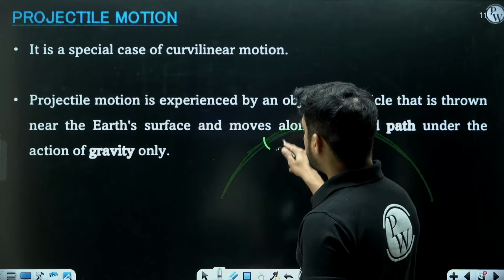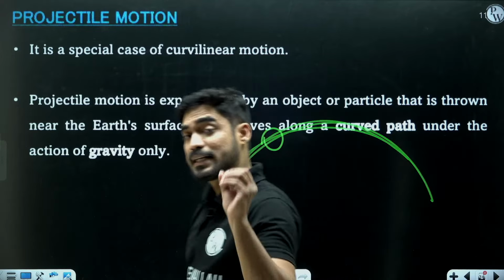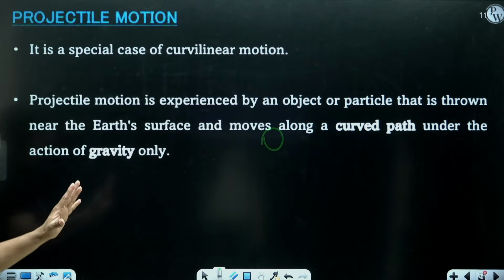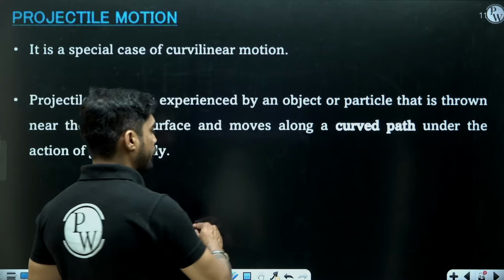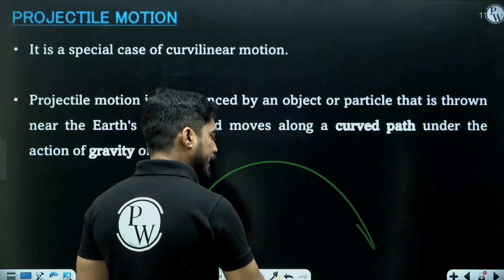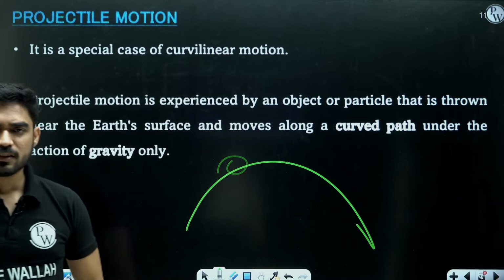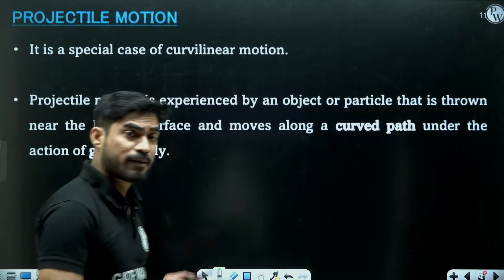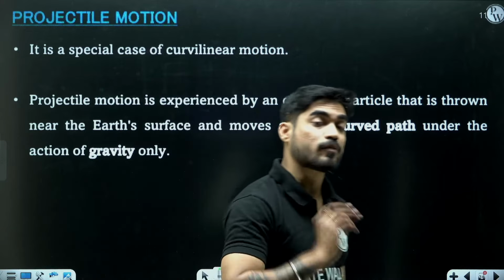When the football is in the air, it is under the influence of gravity only. There should be no other force acting on the body. It should be under the influence of gravity only, and it should be near the surface of the earth. If you consider the motion of a missile, then it is not projectile motion.